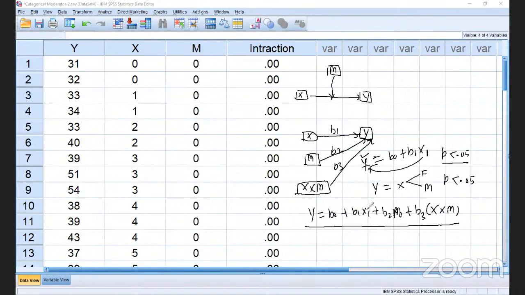And now, third, we are taking all three variables: this independent variable, this moderator, and this interaction, and we want to check the impact of this. If its p value is less than 0.05, then we can say there is a significant interaction effect. If its value is greater than 0.05, then we will say there is no interaction effect. Now we will use multiple regression analysis.